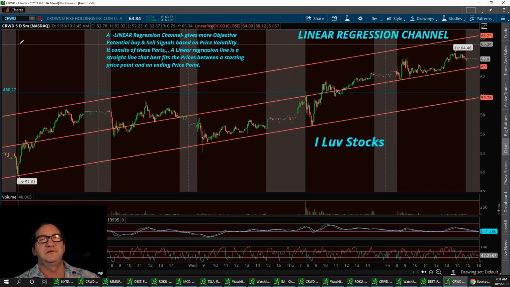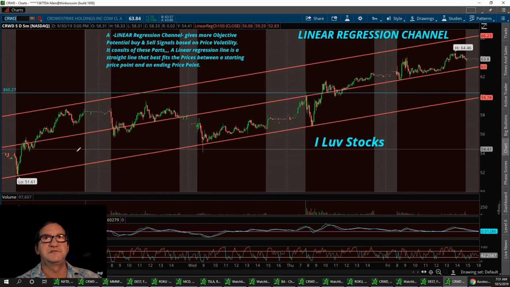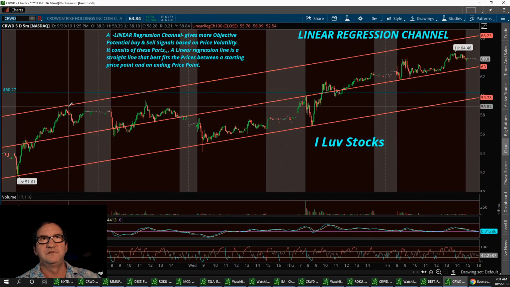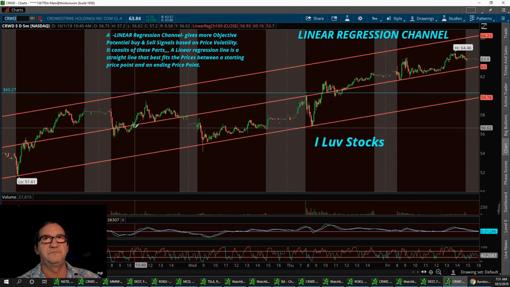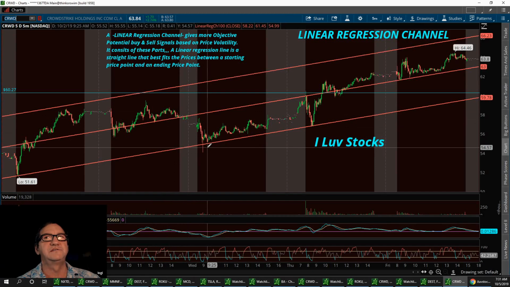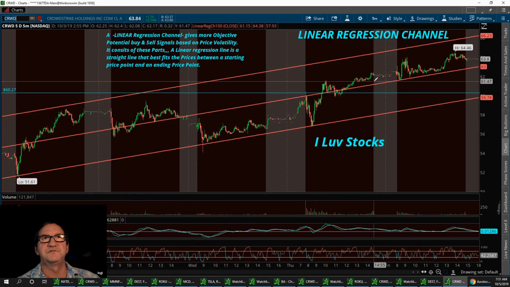And this is CRWD, and you can see how it hit the bottom of that regression line, went up to the top of it, pulled back and hit that pivot point as a support. They had a little higher high than last time, but it pulled back, and then it ran up against that middle pivot point, pulled back and hit support. It did that 3 different times in a 5-day period. And you had sell signals also after it broke that resistance.